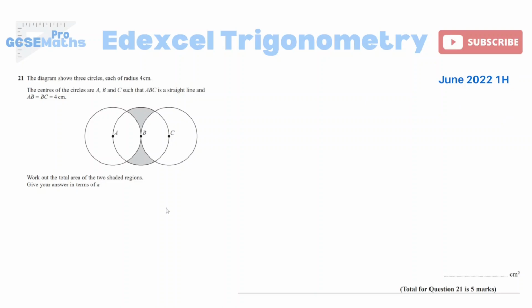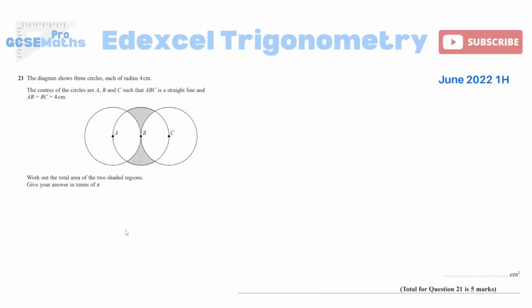The diagram shows 3 circles, each of radius 4 centimeters. The centers of the circles are A, B, and C, such that ABC is a straight line. So they're all kind of at the same level. And AB equals BC, which is obviously 4 centimeters, because that bit there and this bit here are technically a radius each, aren't they? Work out the total area of the 2 shaded regions.